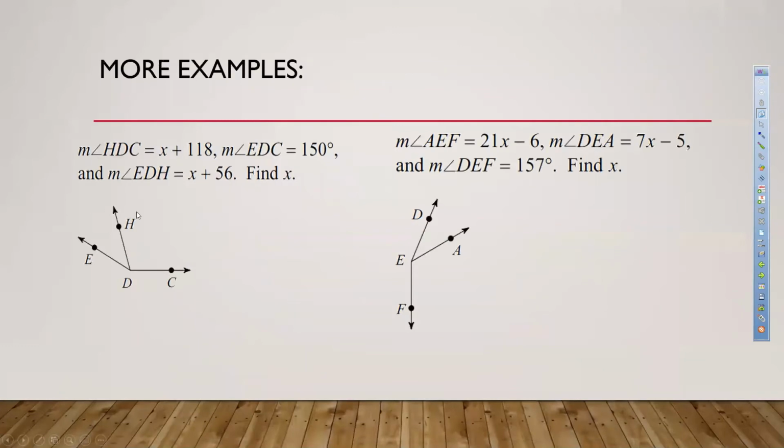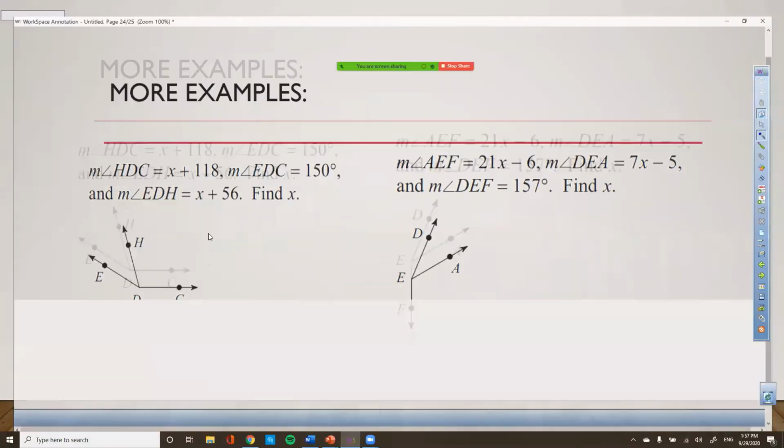Let's look at this one here. It's telling me that the measurement of angle HDC is x plus 18. Measurement of angle EDC is 150, and measurement of angle EDH is x plus 56. And they want you to solve for x. And I know all of those letters confuse you, so let's go ahead and name our angles.